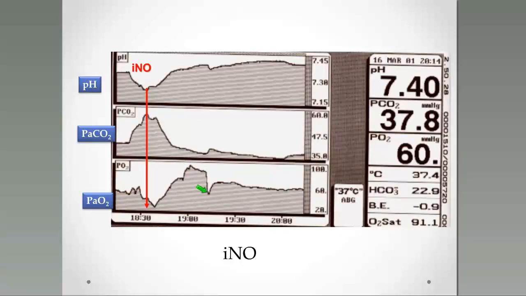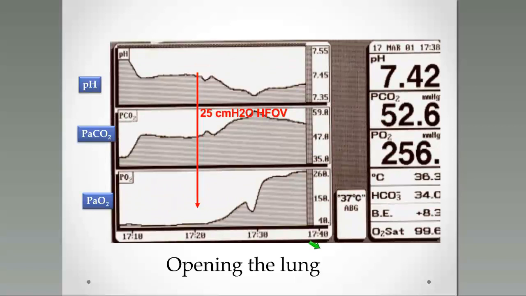But this is a very transitory effect, so the baby remains in very severe respiratory distress. So what we did is we increased step by step the mean airway pressure until 25, and suddenly you can see how after reaching 25 of mean airway pressure, this baby improves very fast and very suddenly from 48 to 260 millimeters of mercury of PO2.